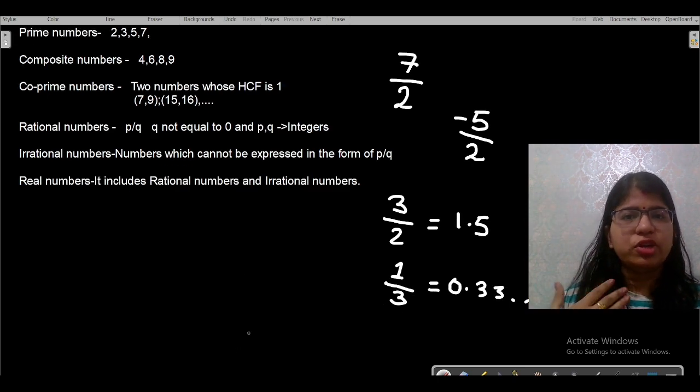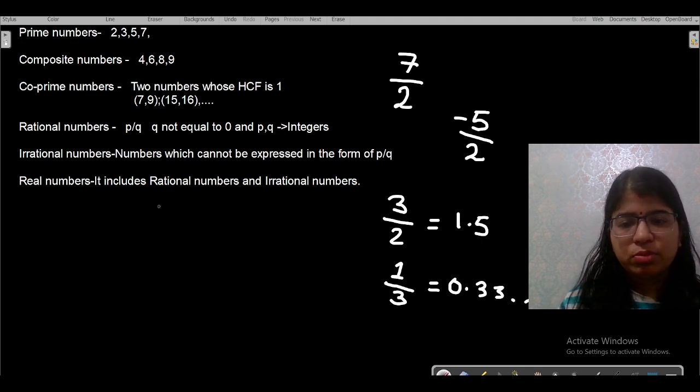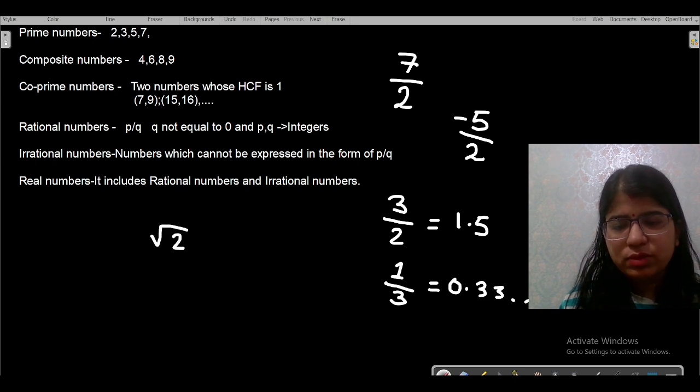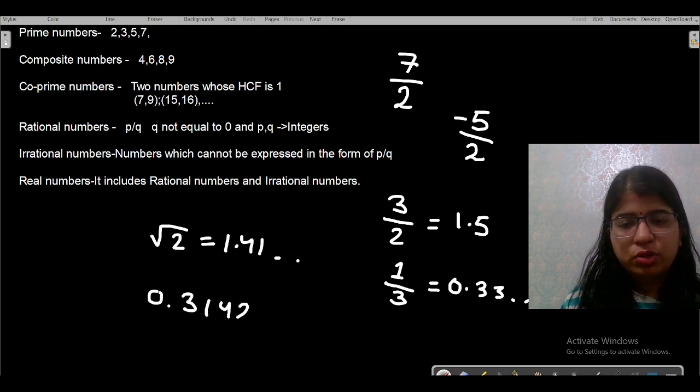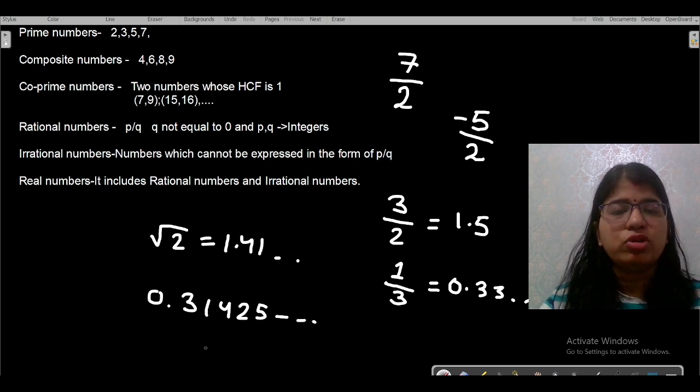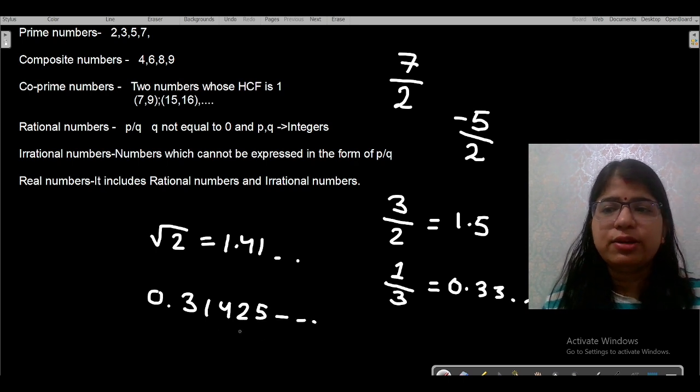Now students, we will see what is an irrational number. Irrational numbers are the numbers whose decimal expansion is non-terminating and non-repeating. By this what I mean, if you are given an example like root 2, then it is 1.41 and so on. If the decimal expansion of a number is like 0.31425, like this way, it is not terminating and it is also not repeating. So these will be irrational numbers.